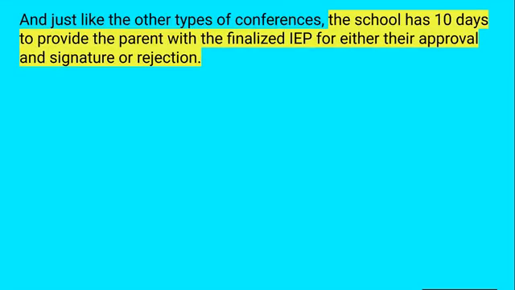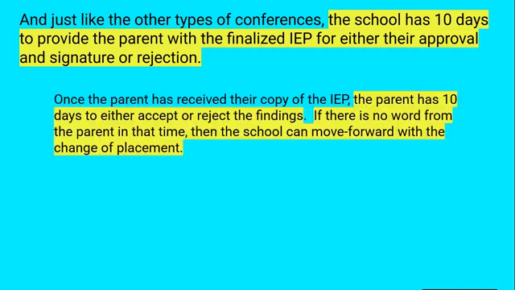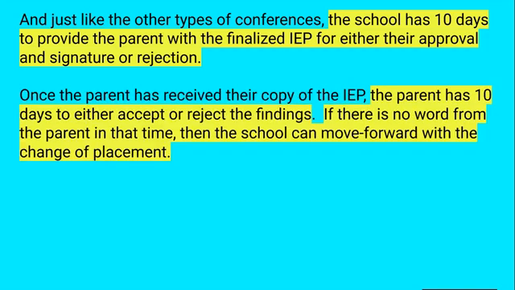And just like the other types of conferences, the school has 10 days to provide the parent with a finalized IEP for either approval and signature or rejection following the manifestation determination conference. Once the parent has received their copy of the IEP, the parent has 10 days to either accept or reject the findings. If there is no word from the parent in that time, then the school can move forward with the change of placement.